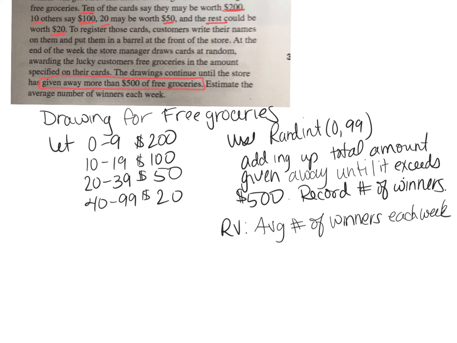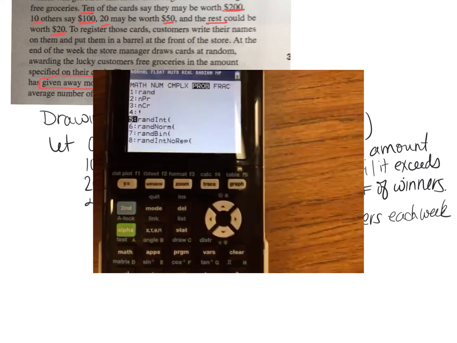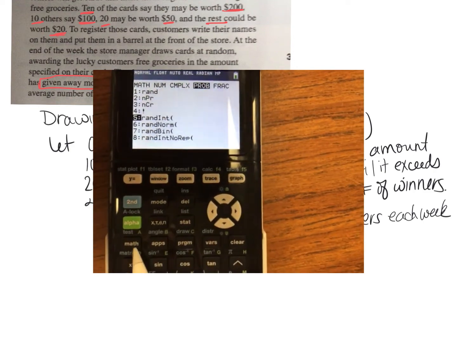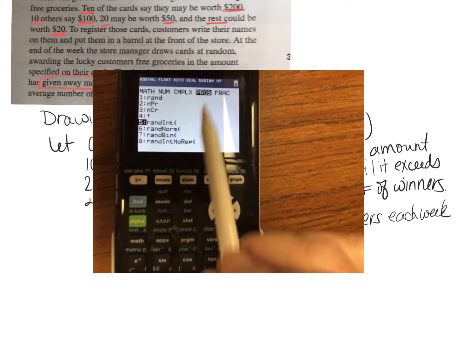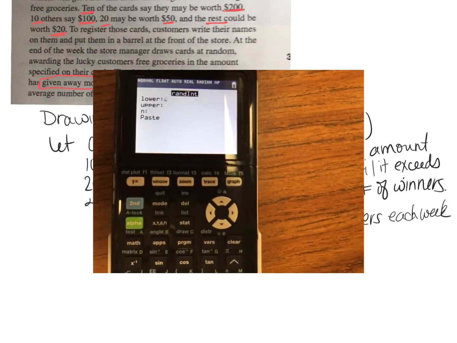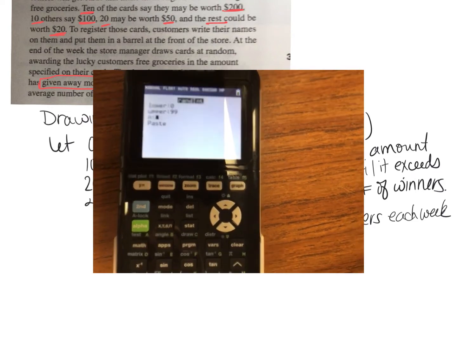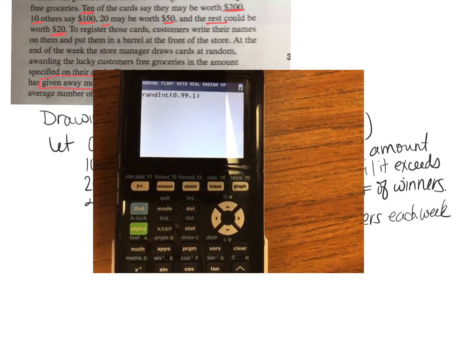Okay, so this one we're going to do in this video. You should always do at least 3 trials. For the sake of a video not being super, super long, I'm going to do 3 trials. Okay, and this one's a little bit longer. So remember, it's the math button. We go over to probability, and it's randint. 0 to 99. I'm just going to ask for 1 and paste.